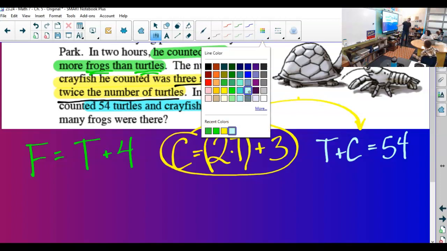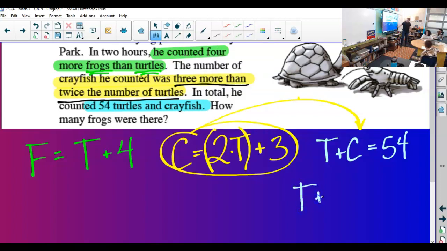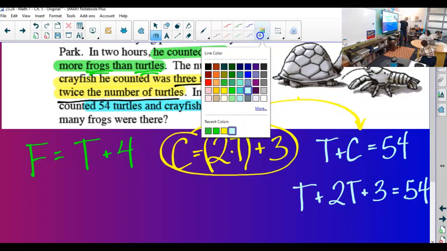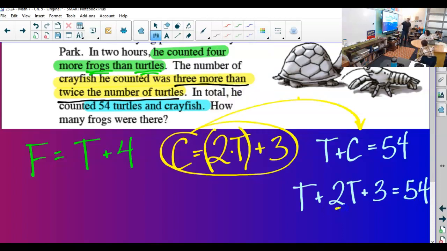So we now have T plus 2t. We're getting there. I think he forgot to say it the first time, but I bet he would have caught it when he went to write it down. And this is why we write our work. So this 2t plus 3, I'm going to underline with the yellow. That came from what we wrote about C, the crayfish.